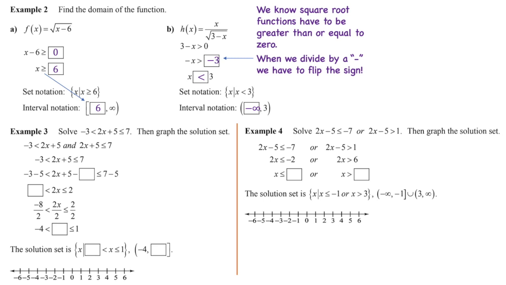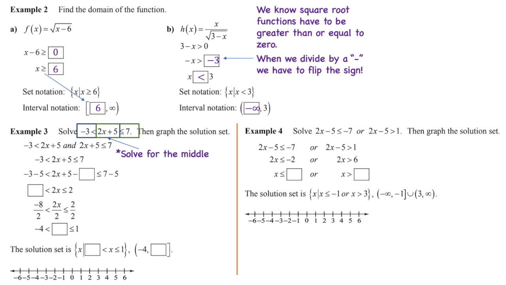So we really have two different pieces here. We have the piece that's -3 is less than 2x plus 5, and we also have 2x plus 5 is less than or equal to 7. So we're going to tackle this by solving for the middle. So we're going to solve and put x in the middle.